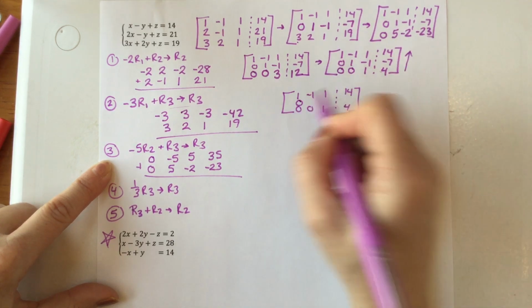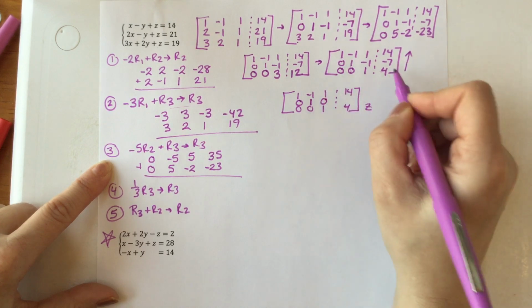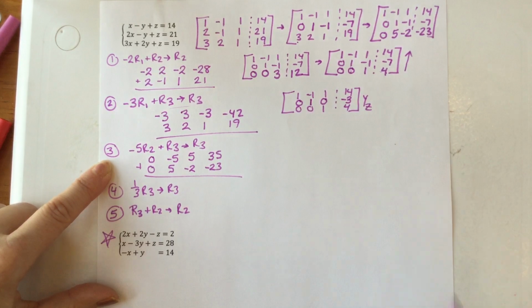0 plus 0 is 0. 1 plus 0 is 1. Negative 1 plus 1 is 0. Negative 7 plus 4 is negative 3. So now I know that y is a negative 3. I need to keep going.